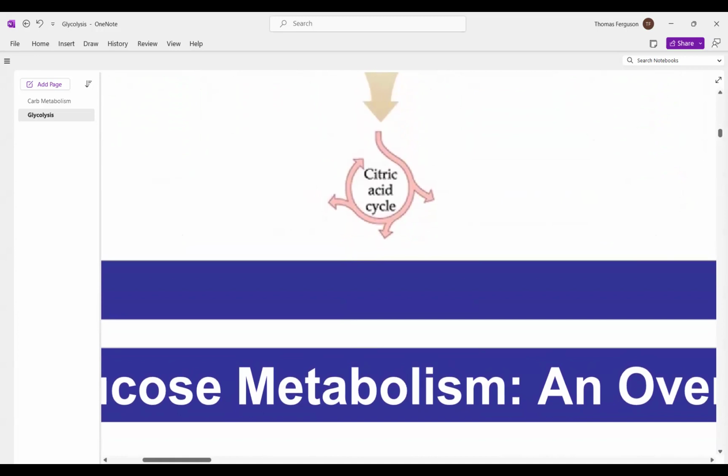Okay. The Krebs cycle is also called the citric acid cycle. So it depends on what book you're looking at. They call it different things. It's basically the same thing. This is where carbon dioxide is kicked off, for example.